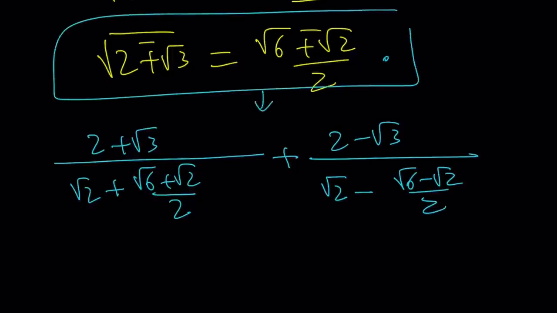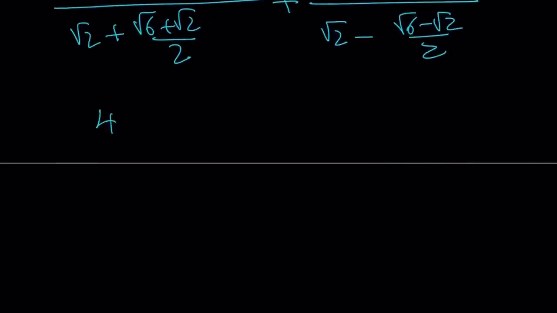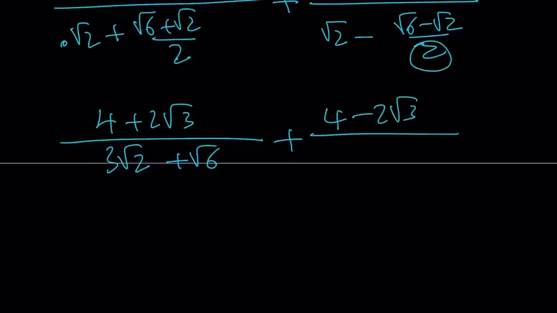Make sense? Let's make a common denominator at the bottom. And then we're going to get something divided by 2. So we're going to flip it and multiply the top by 2. So we're going to get the following. 4 plus 2 root 3 divided by 2 times root 2 is 2 root 2 plus the root 2. That's going to give us 3 root 2 plus root 6. And the second one is going to give us, after multiplying by 2, because we have a 2 here, 2 root 2 plus root 2. That's 3 root 2 minus root 6. Notice that there's a minus sign here.